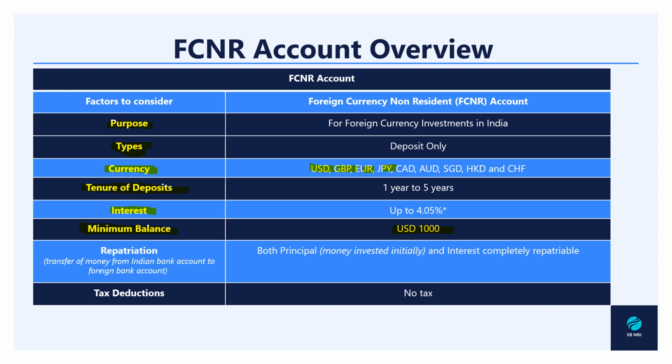The next factor that we'll be considering in the overview is the repatriation, which means the transfer of the money from this FCNR account to your foreign or overseas accounts. Like we have been discussing in the previous overviews, both the principal as well as the interest accumulated on the account is freely and completely repatriable. And by freely, I mean there are no tax deductions on the principal as well as interest that you are earning. So this is pretty much the overview of the FCNR account.